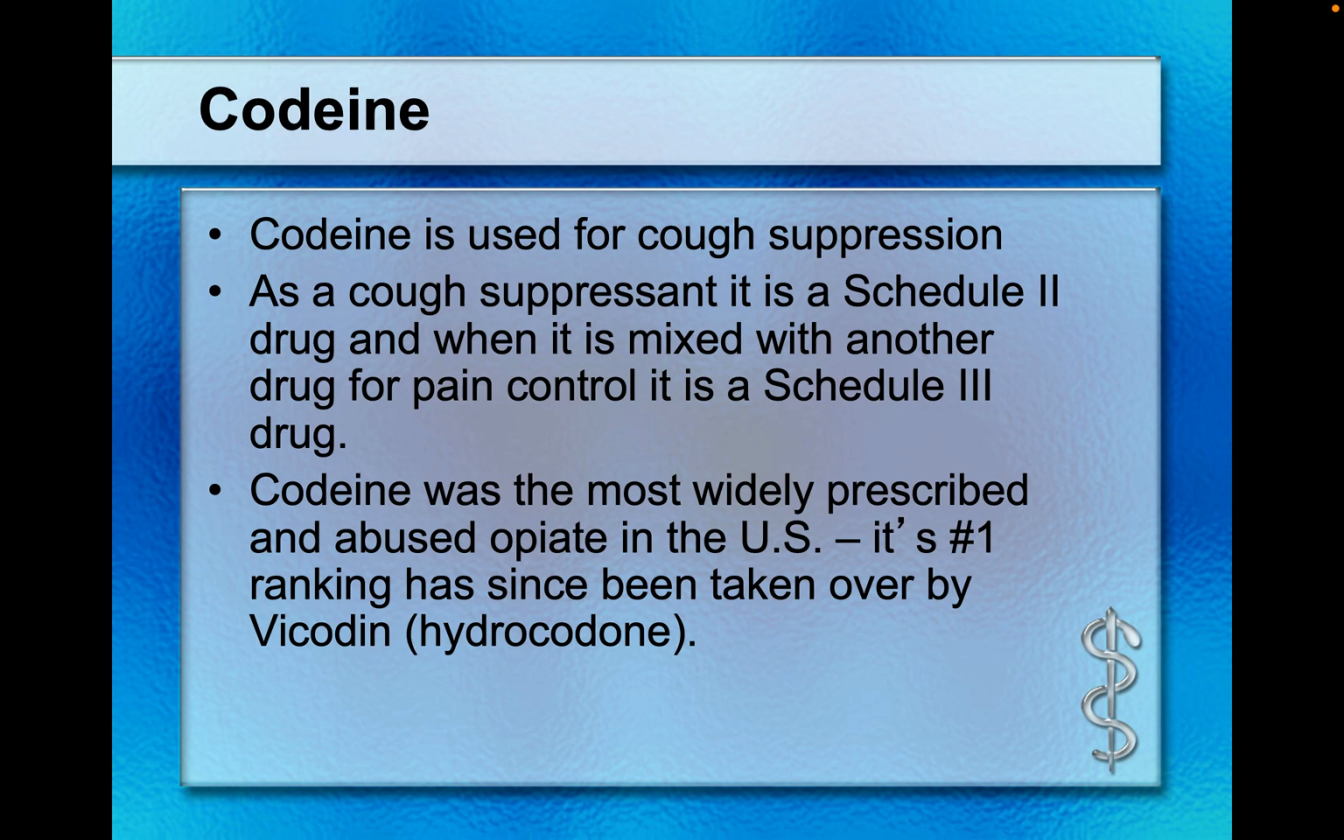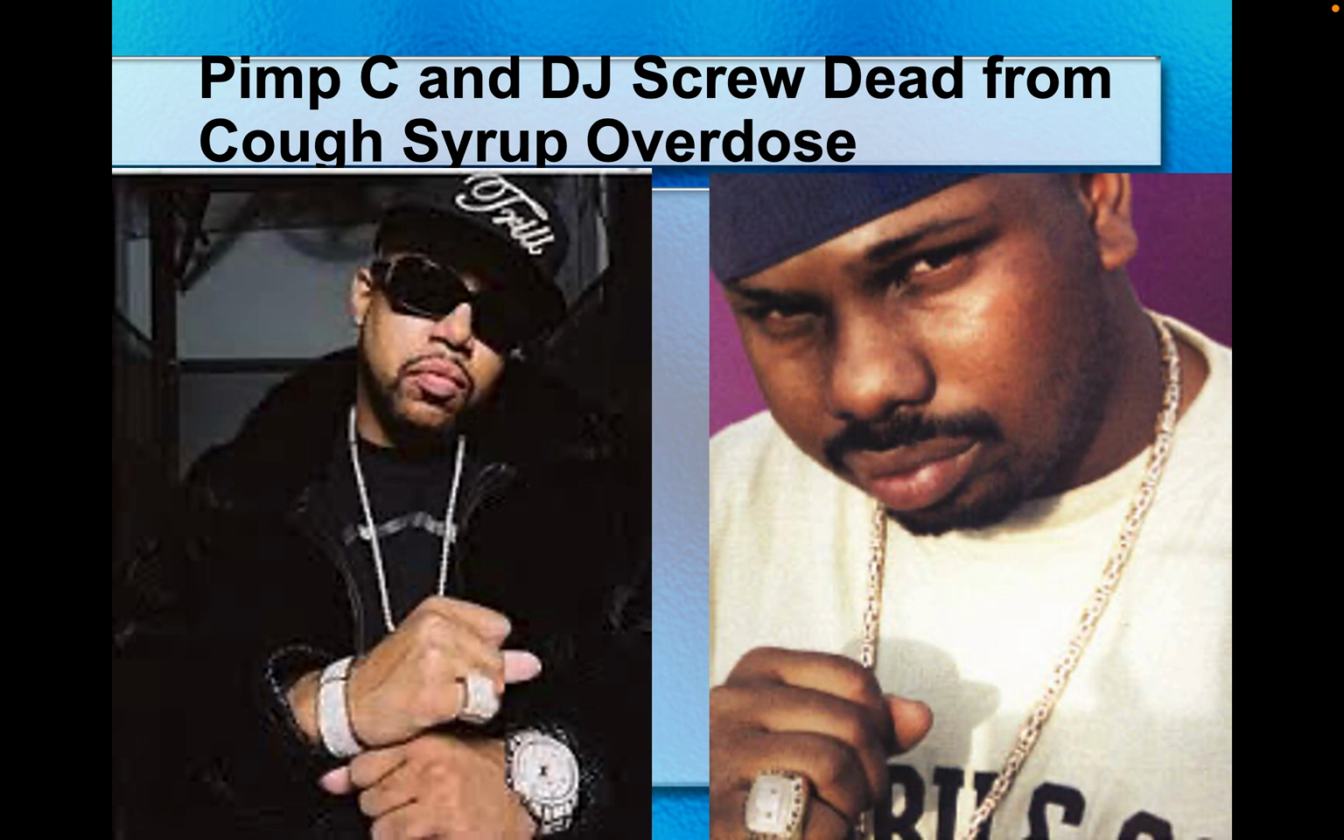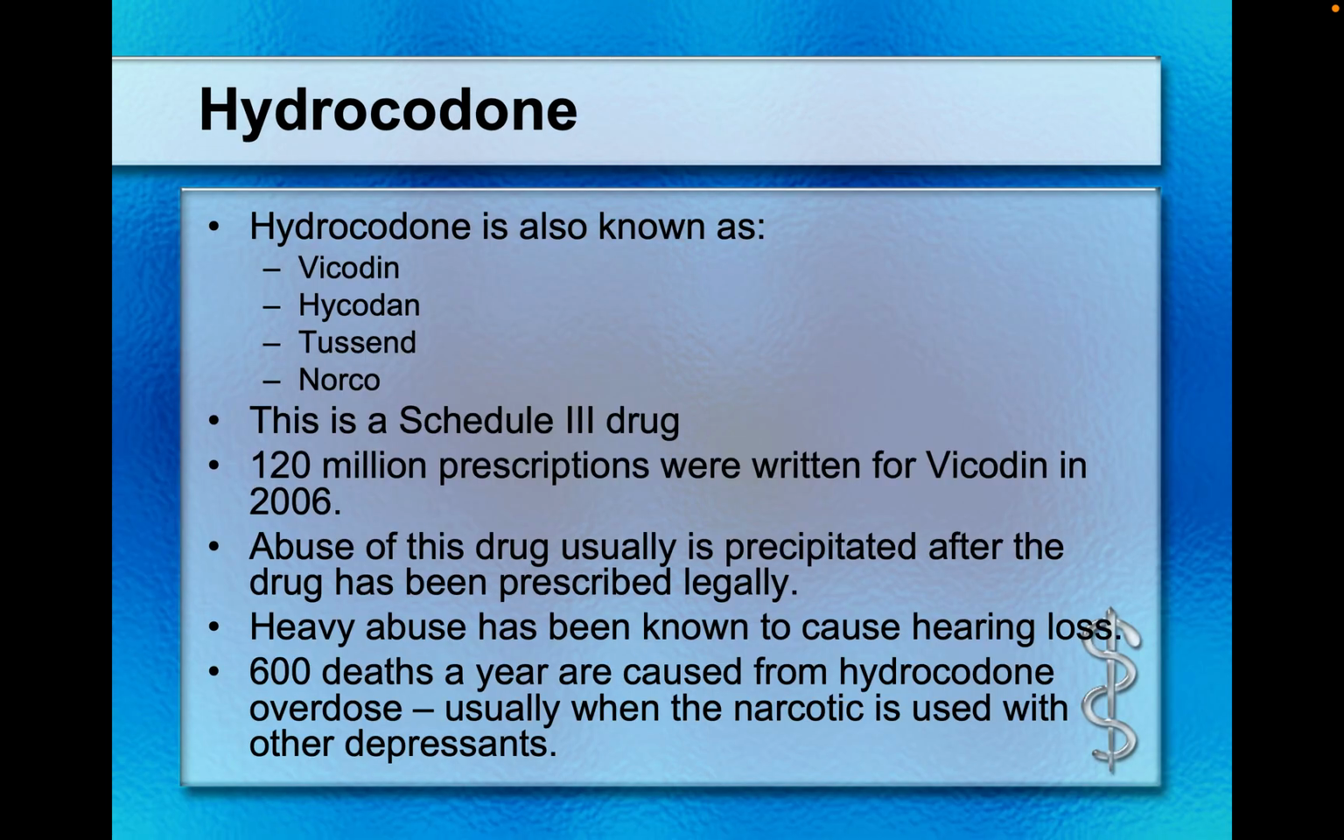Okay, so hydrocodone. Pimp C and DJ Screw died from cough syrup overdoses, and these are the two rappers. This was something that people were doing. They were going to the clubs in Los Angeles, and they were drinking bottles of cough suppressant, and it was the dextromethorphan that they were after. Well, you can overdose on this stuff if you drink too much of it, or you mix it with alcohol. Not the best idea in the world. These two guys tried that, and now they are no longer alive.